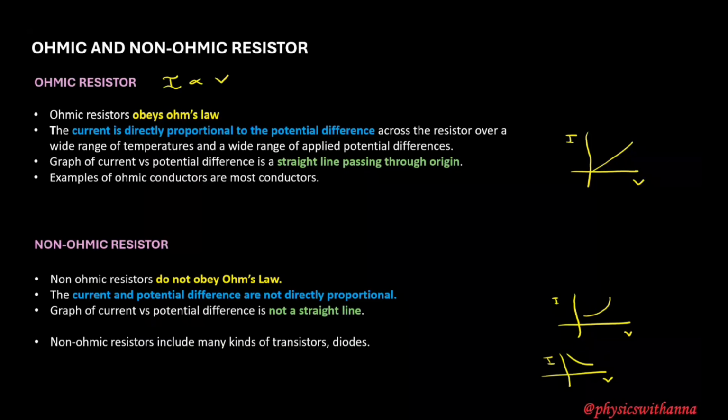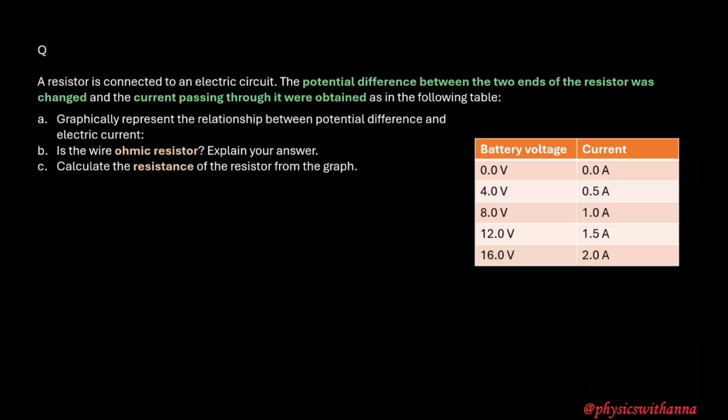Examples of non-ohmic resistors could be transistors, diodes, or many of the components that we use in modern devices. Now let's take an example to solve a problem. In this question, we have performed an experiment, and from the experiment, we are going to identify whether the resistor is ohmic or non-ohmic. So here you have a resistor connected to an electric circuit.